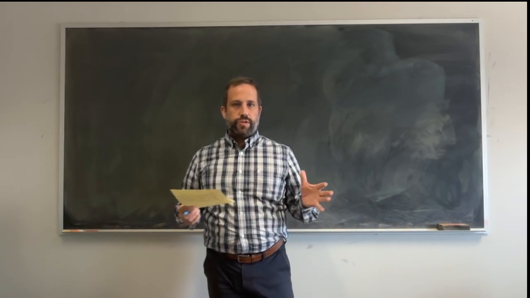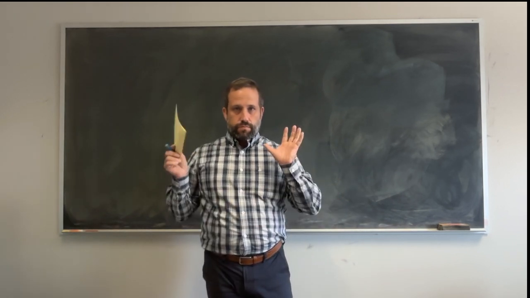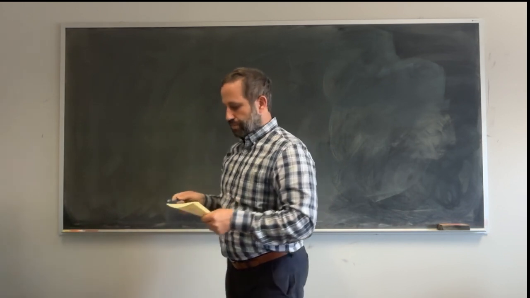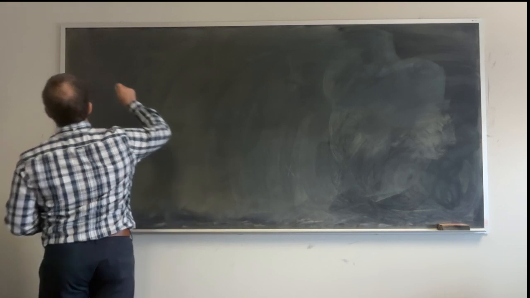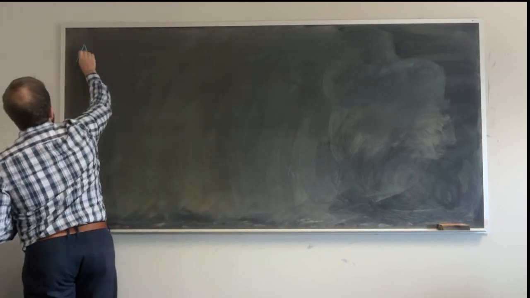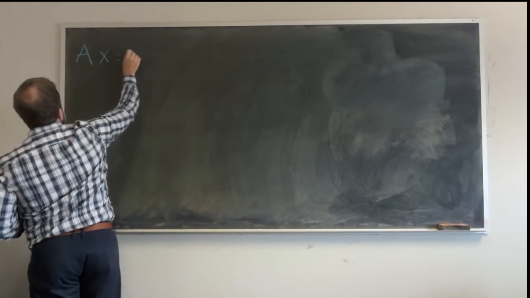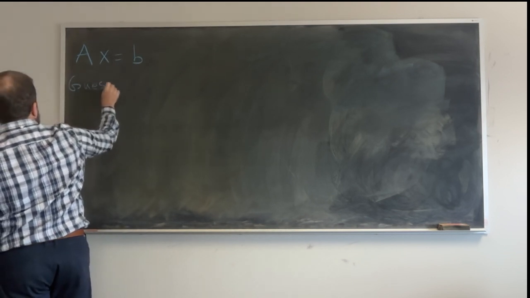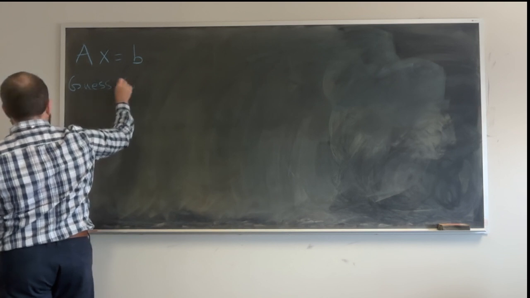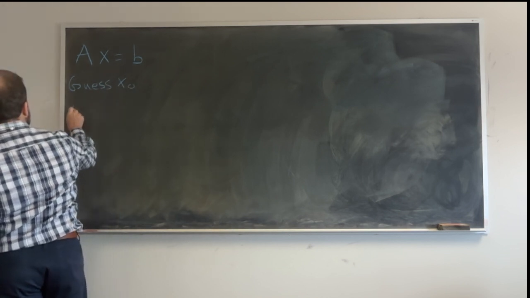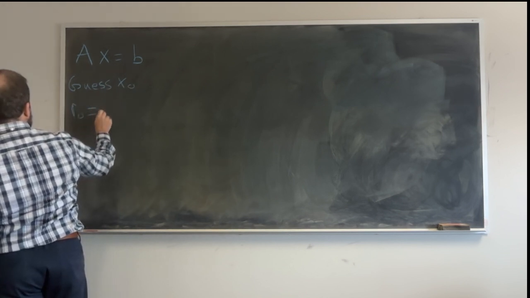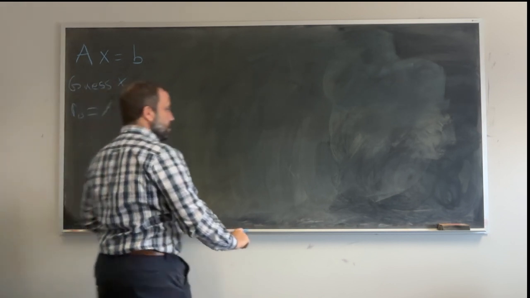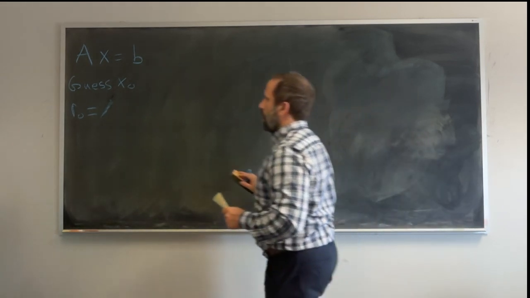It's going to be similar to other general overviews that I've given, but with a more directed eye toward exactly what we're going to be doing this week. Okay, so again, we're solving the system Ax = b, and we have some initial guess x naught, and as usual, we define the residual r naught to be equal to b minus A x naught.